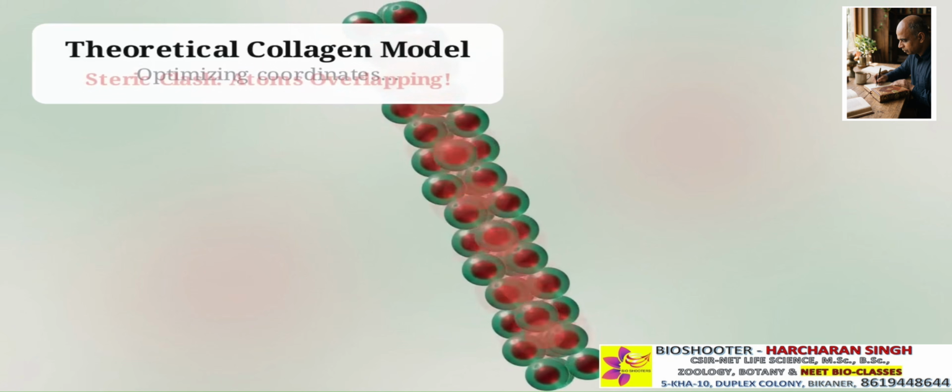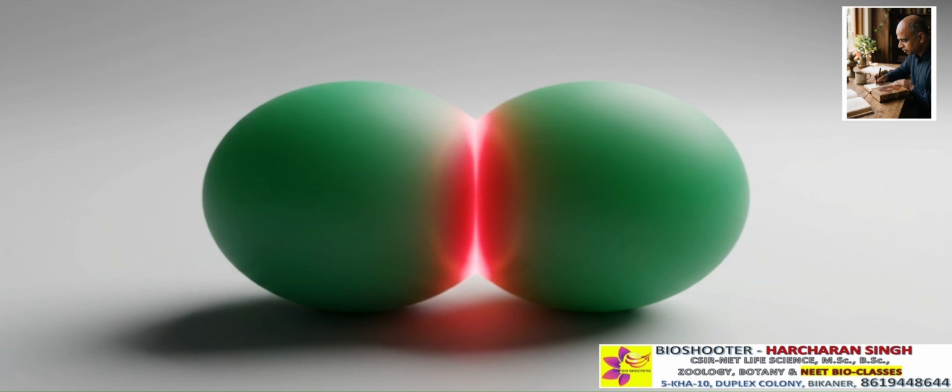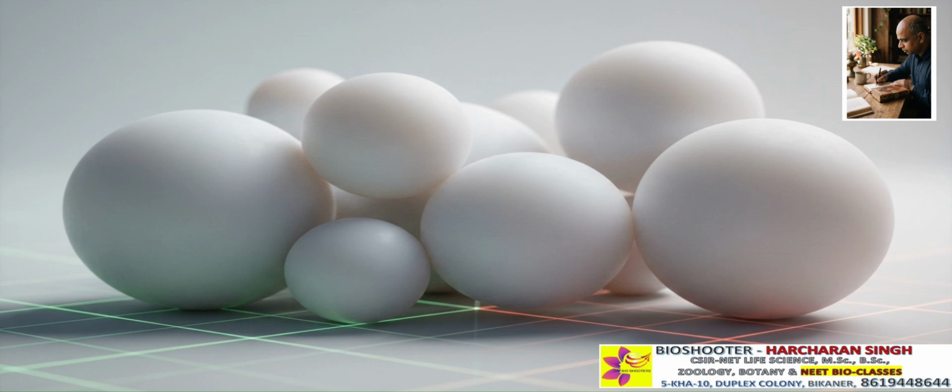Their equations showed atoms occupying the exact same physical space. In physical chemistry, this is called steric clash or steric hindrance. It is a physical collision that makes a specific molecular shape impossible. To find a way around this, Ramachandran applied a hard sphere approximation.